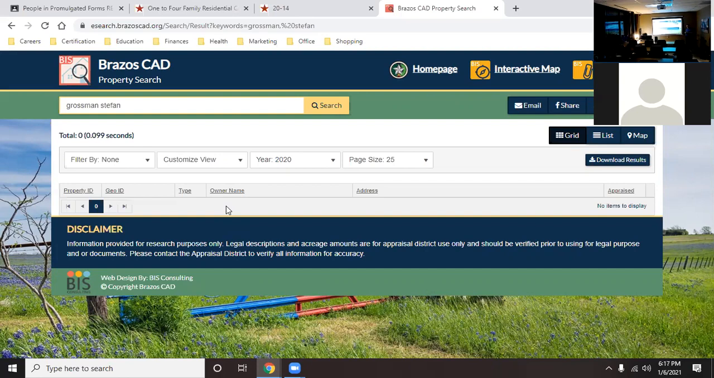It's just not on the CAD yet. Well, it may not be on it, or he may have it owned under another name. He could end up having his business or his properties under a holding company. He could have Grossman Holding Company, and he could put everything in there.